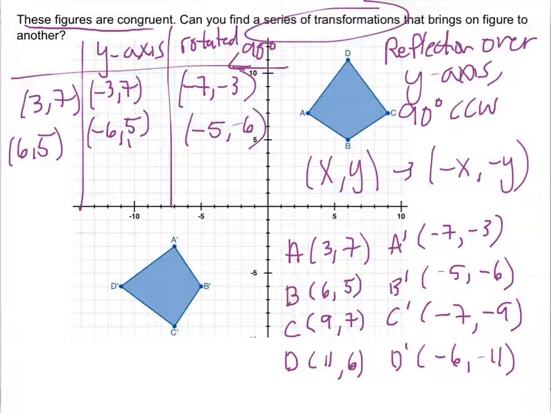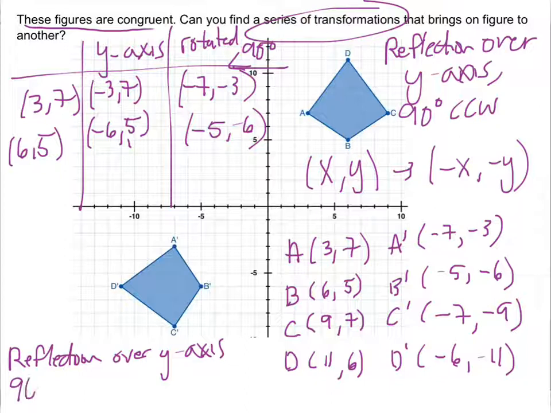So the series of transformations would be reflection over the y-axis, followed by a 90-degree counterclockwise rotation.